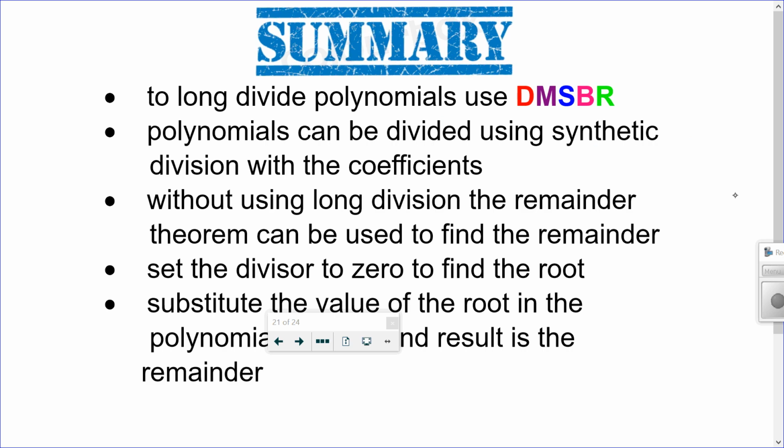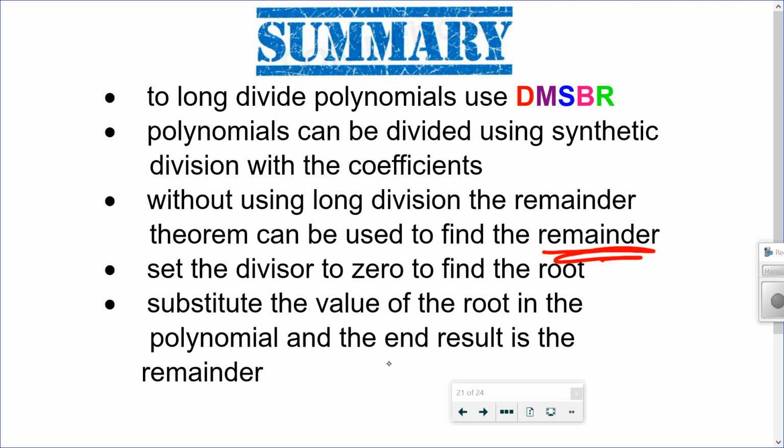Okay, so to summarize my lesson, to divide polynomials, use Does McDonald's Serve Burgers, Ronald? Which is divide, multiply, subtract, bring down, and repeat until remainder. So polynomials can be divided using synthetic division with the coefficients or with long division. Now, without using long division, the remainder theorem can be used to find the remainder. And the reason that's a big deal is because if I don't have a remainder, I know that that binomial is a factor. So what we do is we set the divisor equal to 0 to find the root and substitute the root into the polynomial, and the end result is the remainder.